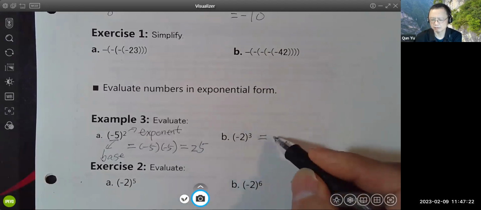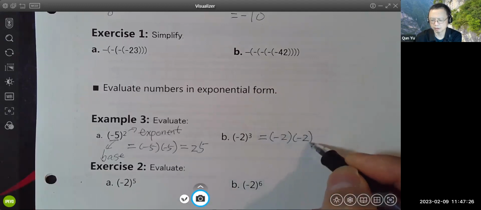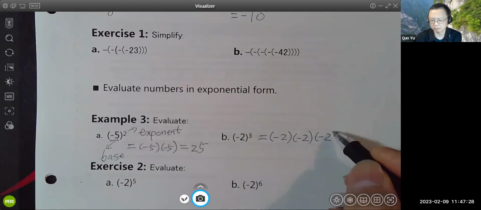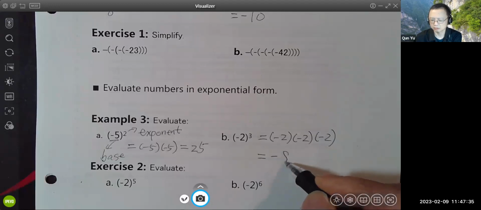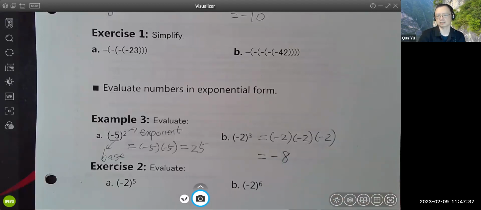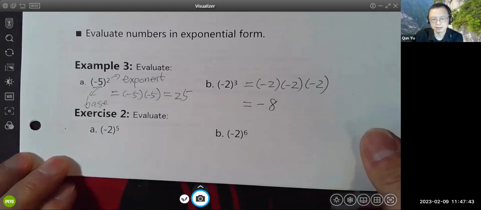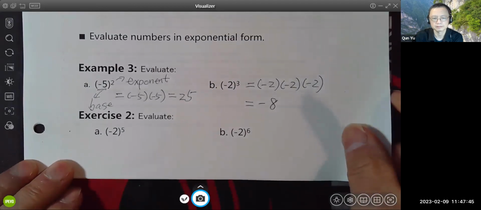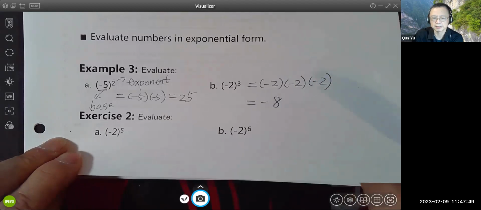Following the same logic, we want to multiply this base -2 three times. We have all negative numbers. The result will be negative. So 2 times 2 times 2, that's 8. So -8 is the final answer. Now your second set of exercise questions here. Let's look at the next page.